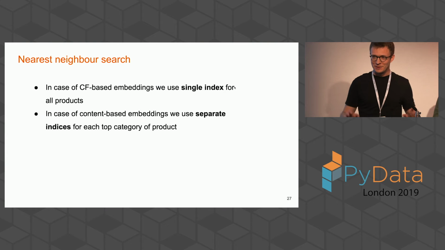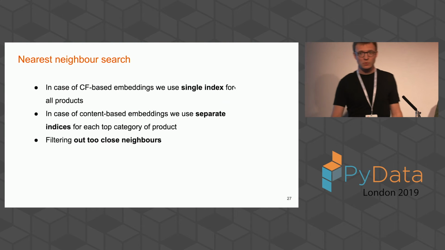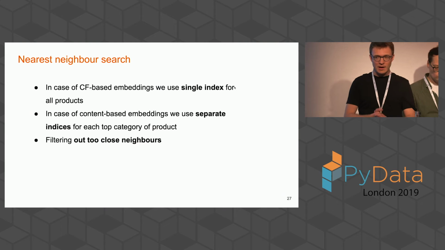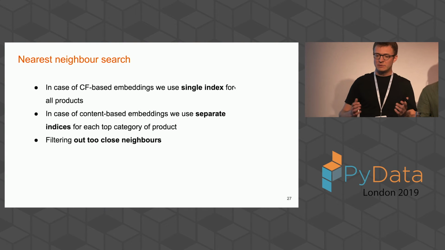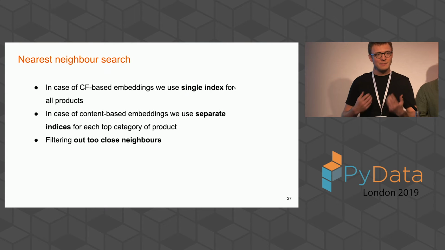So we decided to split and build a separate FAISS index for every top-level category. We have around 20 of those top-level product categories on our platform. Also, one important thing is that we do not want those neighbors to be too similar to the original query product, because often we end up with almost the same products. Some diversity in the recommendation is desired.